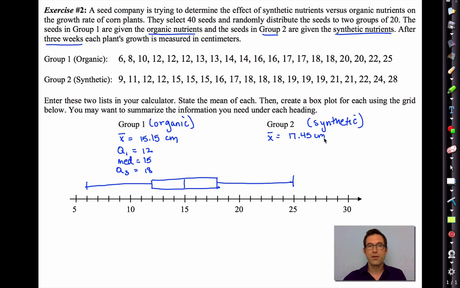17.45 centimeters. It had a Q1 equal to 15, a median equal to 18. I'll put Q3 over here, was 20. And I'm going to actually put its box plot below the number line. So it had a minimum of 9, a maximum of 28, a Q1 of 15, a median of 18, a Q3 of 20. So it looks something like this.